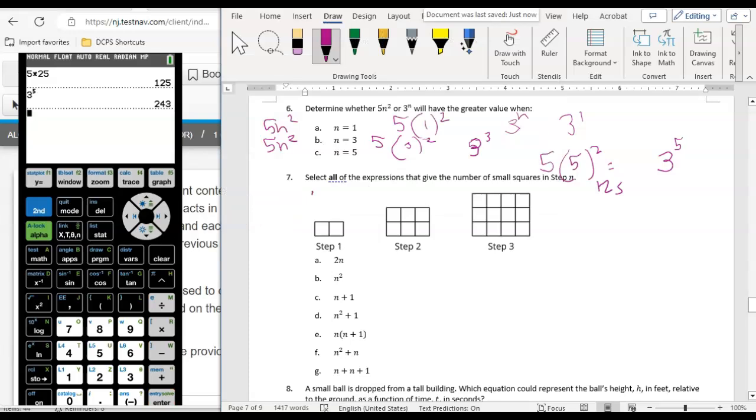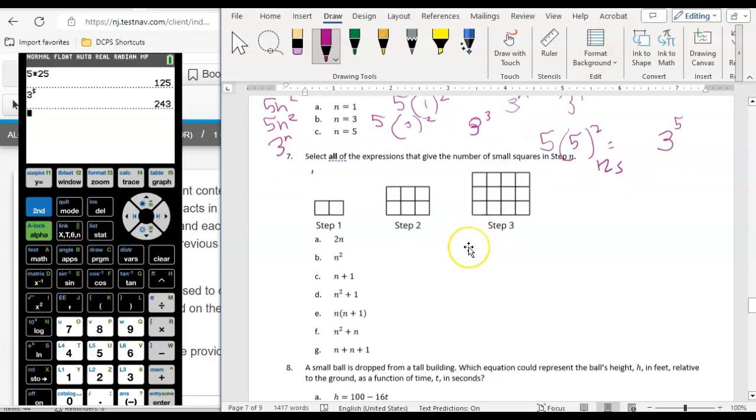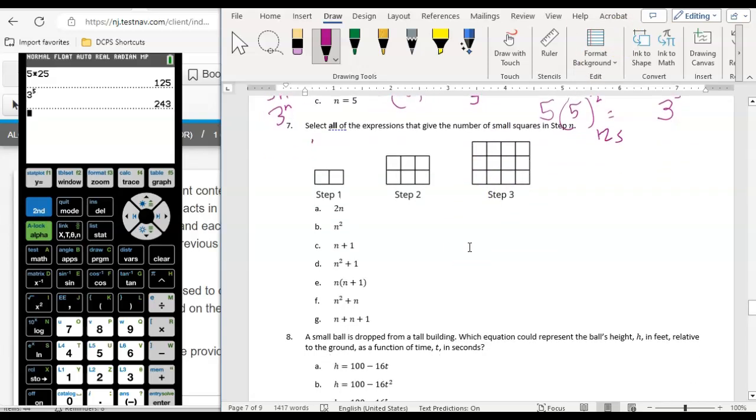So now in this case, 3 to the nth power, that exponential function will always eventually outgrow our quadratic function. It says select all the expressions that give the number of small squares in step n. So remember, for these, when we're looking for that quadratic pattern, we want to find the step squared and then see what we're adding here. So in this case, it's the step n squared plus n, the number of the step. And so we should look for something that looks like this.